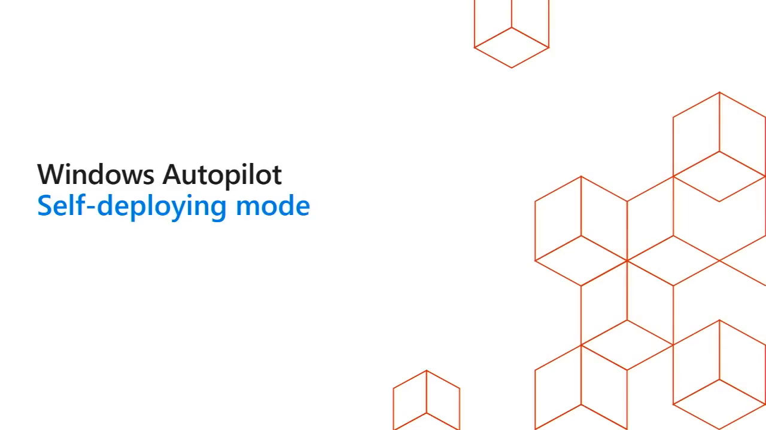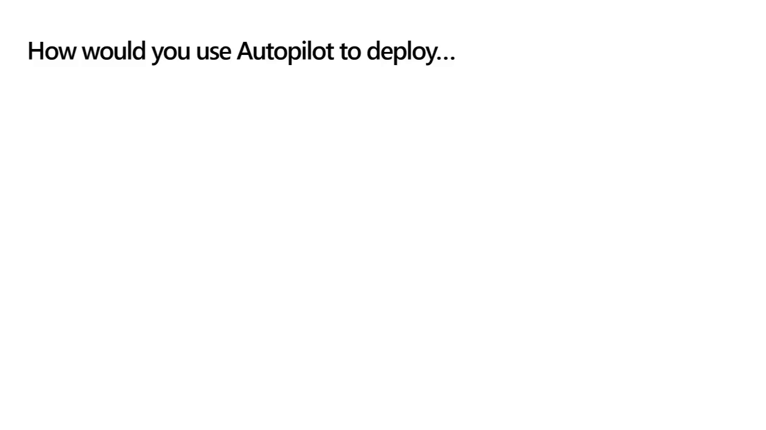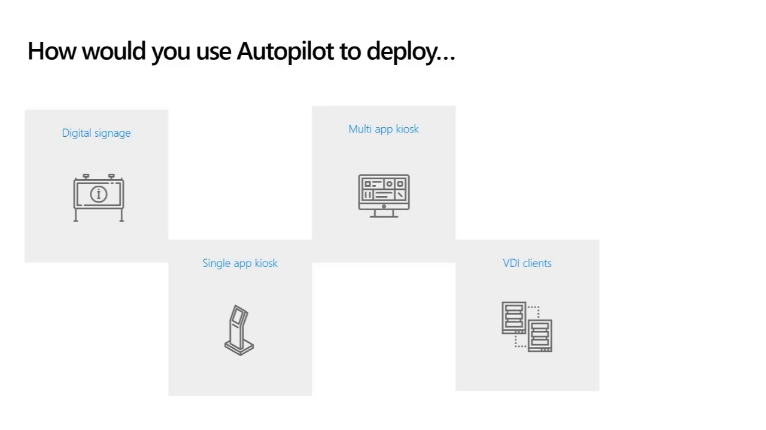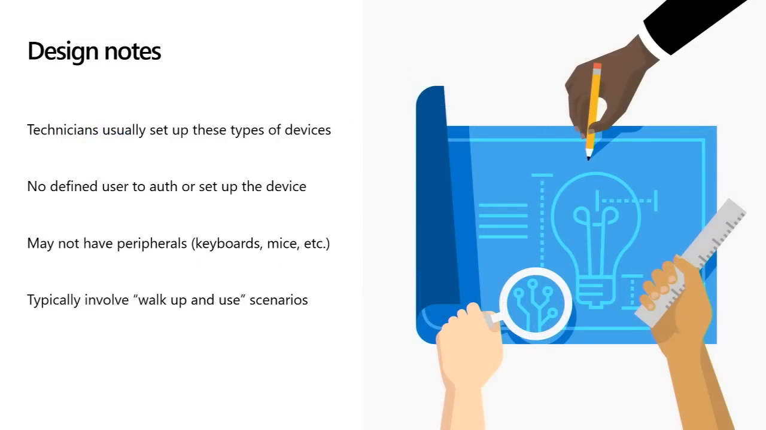Let's talk about self-deploying mode. Self-deploying mode was our solution when we thought about how you would use Autopilot to deploy scenarios like digital signage, single app kiosk, and shared PCs, where there isn't necessarily a one-to-one connection between that machine and an end user.